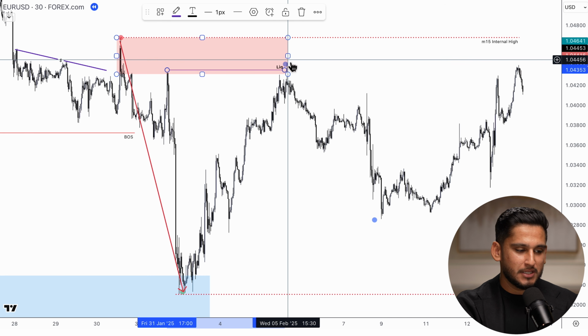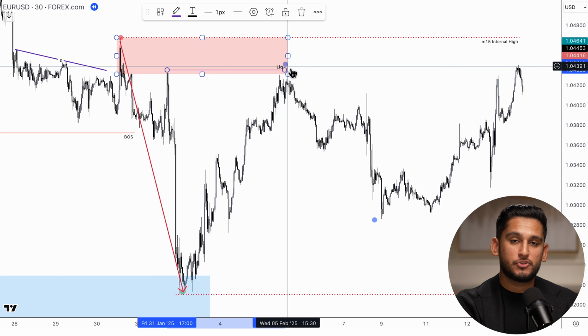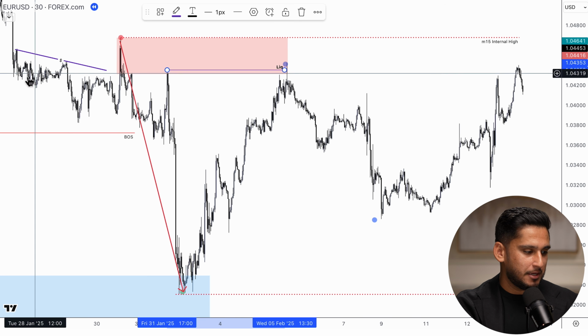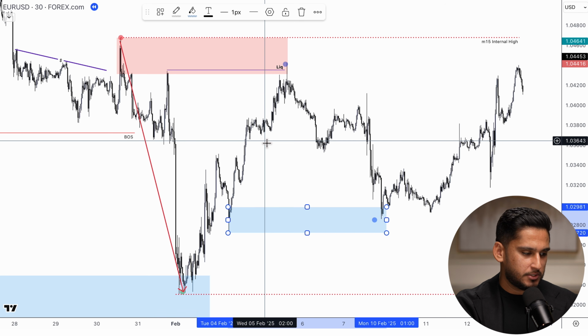And what did that lead to? Did that lead to a break of structure? Did this inducement lead to a bearish trend? No. Price simply came and respected a demand area. We just need to start building a picture here.